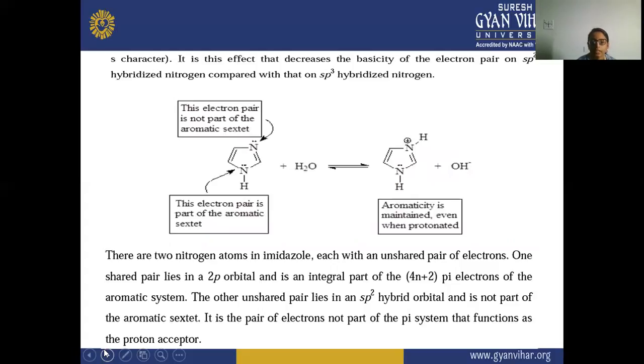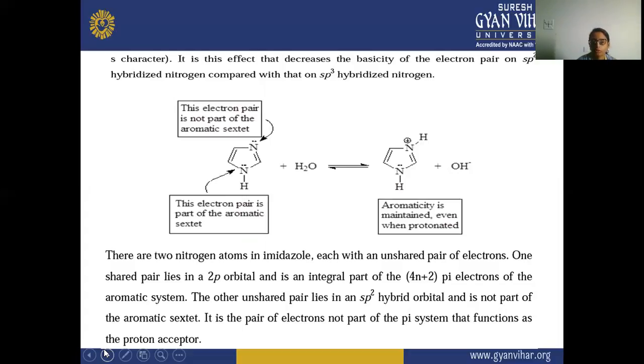And in this effect that decreases the basicity of the electron pair on sp2 hybrid nitrogen compared with that on sp3 hybrid nitrogen. Here you can see that this nitrogen pair is not a part of the aromatic sextet, and this electron pair is a part of the aromatic sextet. When it dissolves in water, the aromaticity is maintained, even when protonated.